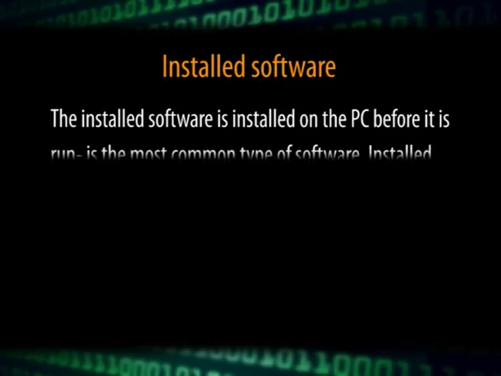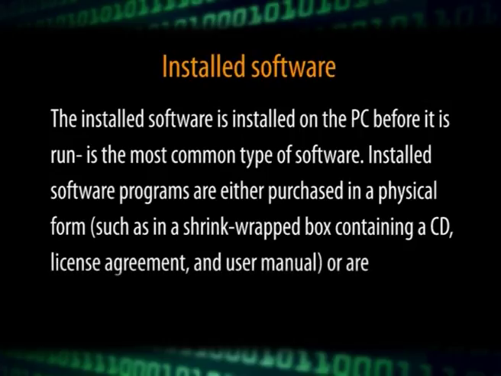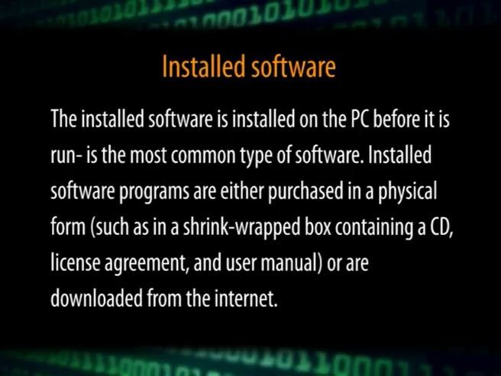The installed software, that is the software that is installed on a PC before it is run, is the most common type of the software. The installed software programs are either purchased in a physical form such as a CD or a license agreement along with a user manual, or is downloadable from the internet. Whether or not the downloaded software requires a fee depends upon whether the program is a commercial software, or a shareware software, freeware or a public domain software.